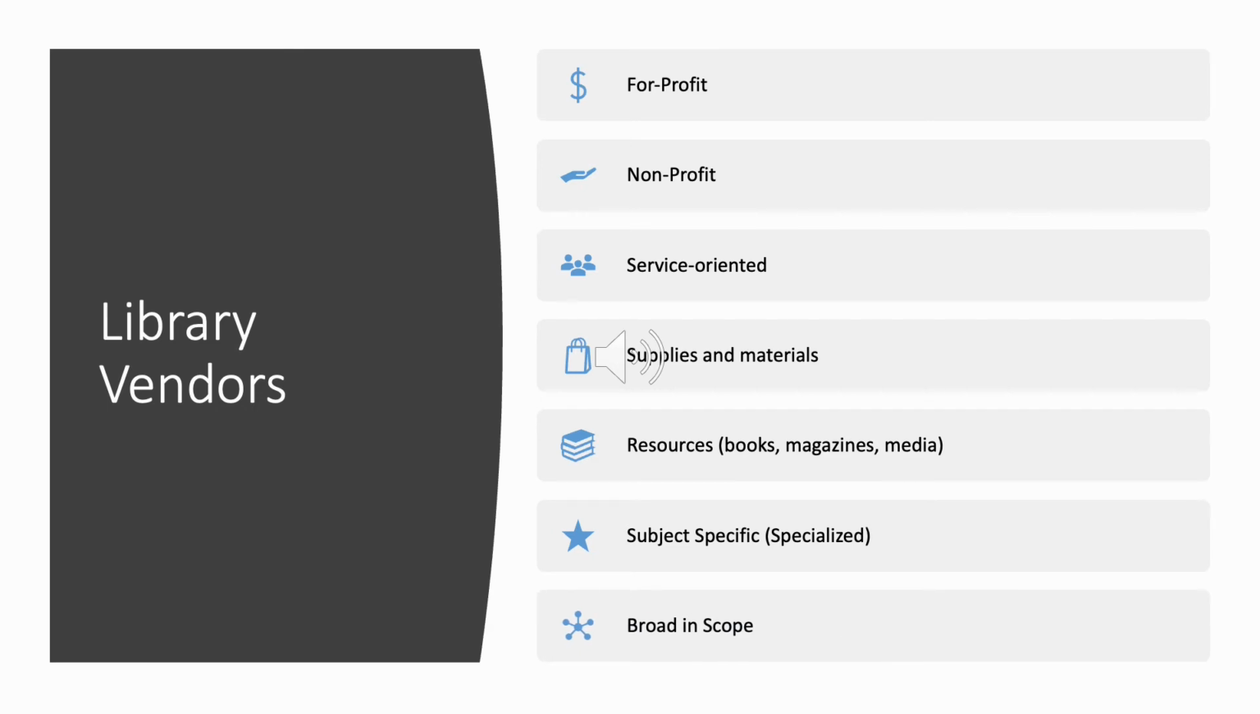Library vendors span a wide range of categories. Profit, not-for-profit. They focus on services such as cataloging, or maybe focus on supplies and materials such as barcodes or furniture, or they could even focus on resources such as books or films on a certain subject. They may cater to the arts or may cater to medicine or school libraries. It just depends. Then there are those that are broad in scope, meaning they provide a bit of everything listed so far.